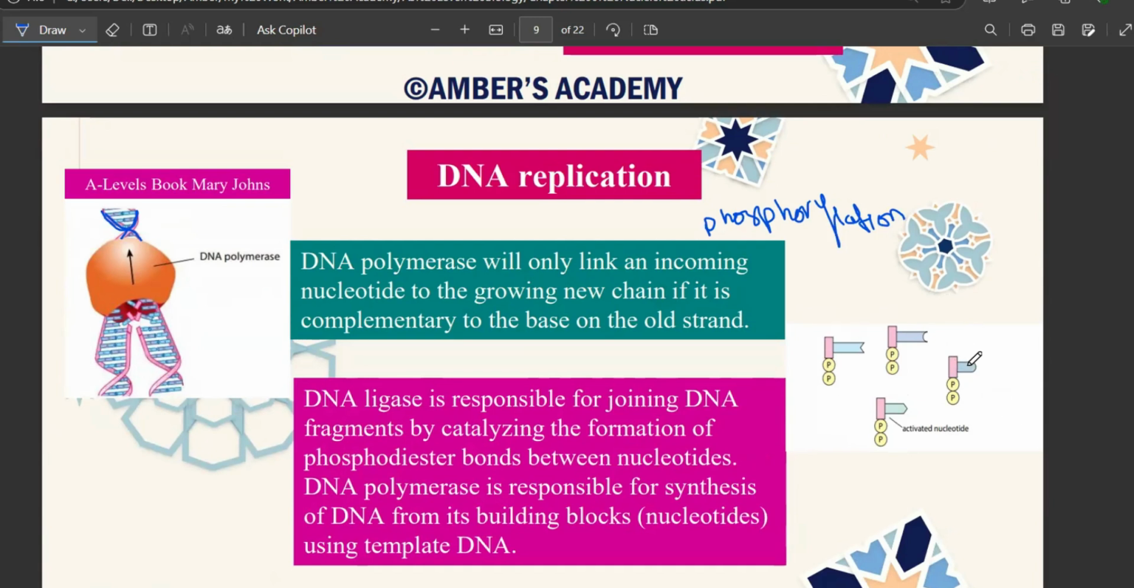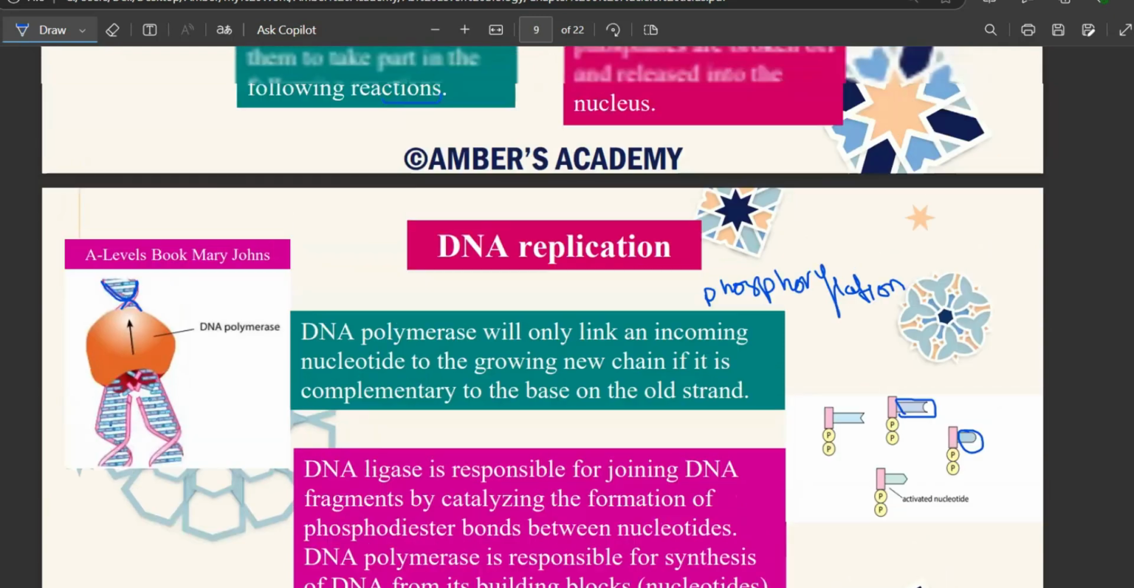now their base pairings. Let's say that this is your base, right? These are the bases, these are the different bases. Now they're going to this DNA, the old strand of DNA, and they're going to form complementary base pairings, and this is how your semi-conservative replication takes place. Your activated nucleotides are going to form base pairings with the previous DNA, with the old strand of DNA.